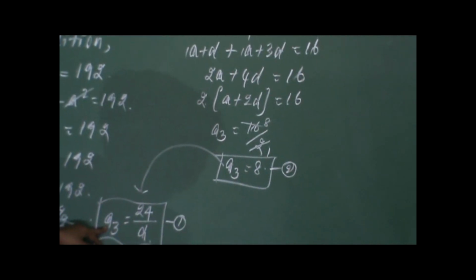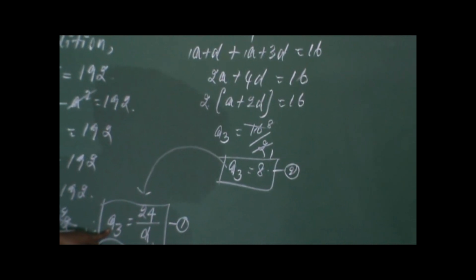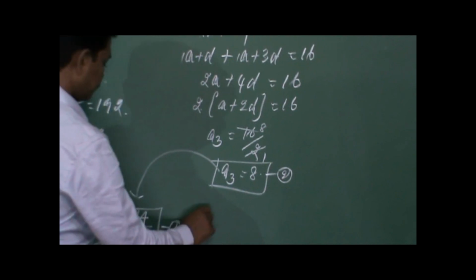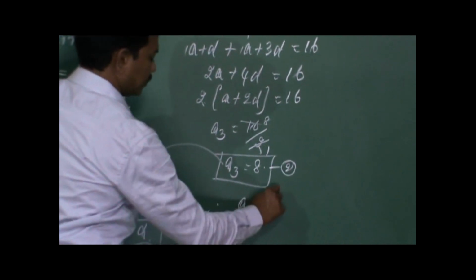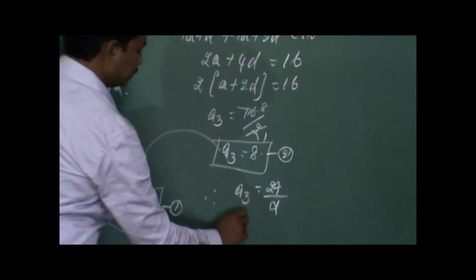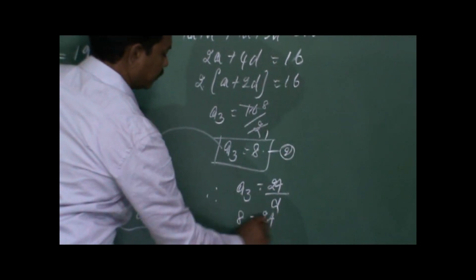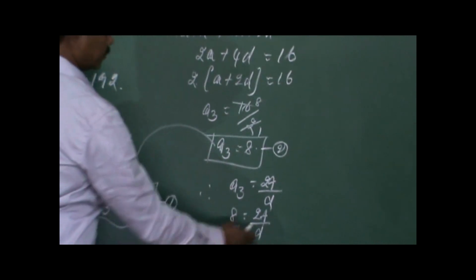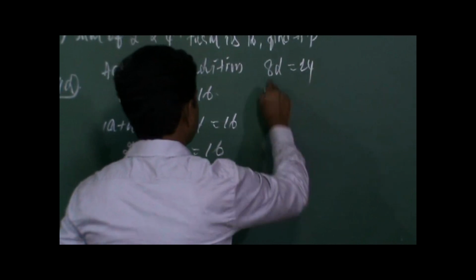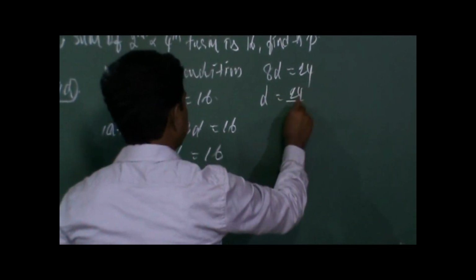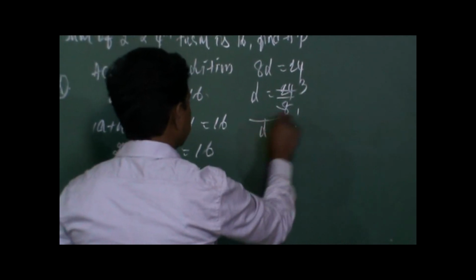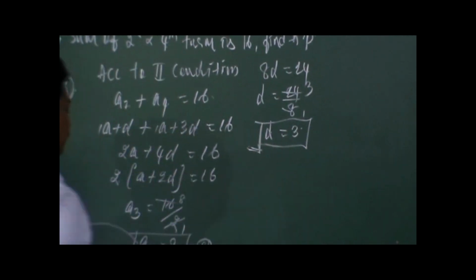When you substitute the value of a3, 8, in equation 1, you will get the value of d. So a3 is equal to 24 by d according to this. The a3 value is 8, so 8 is equal to 24 by d. So 8 into d, 8d, is equal to 24. So d is equal to 24 by 8. D is equal to 3, since 8 3s are 24. So we have got the value of d.